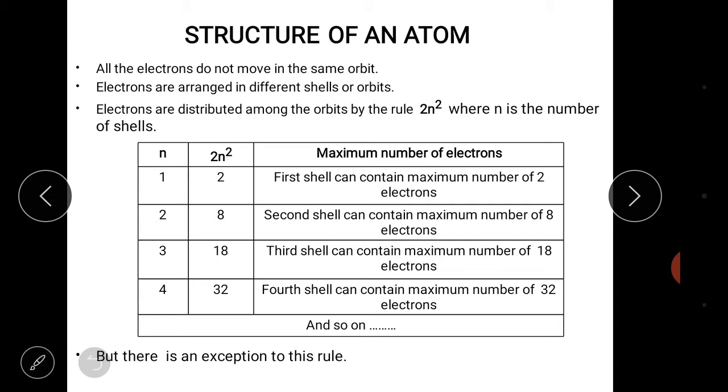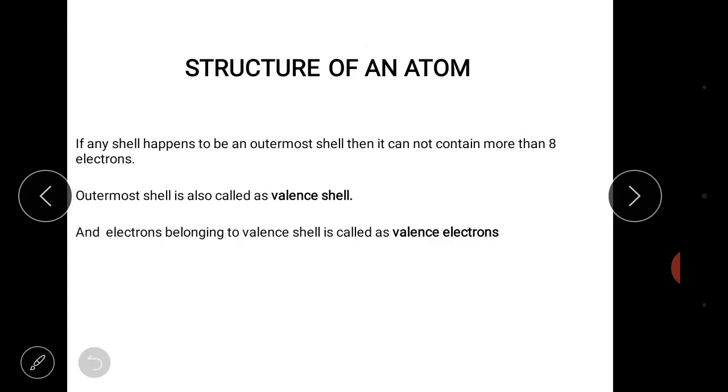And for n equals 3, 2n square equals 18. It means the third shell can contain a maximum of 18 electrons. For n equals 4, 2n square is 32. So the fourth shell can contain a maximum of 32 electrons, and so on. But there is an exception to this rule. If any shell happens to be the outermost shell, then it cannot contain more than 8 electrons. The outermost shell is also called the valence shell, and electrons belonging to the valence shell are called valence electrons.